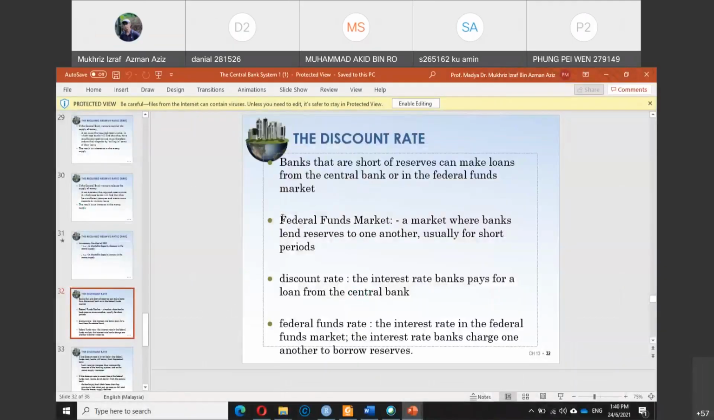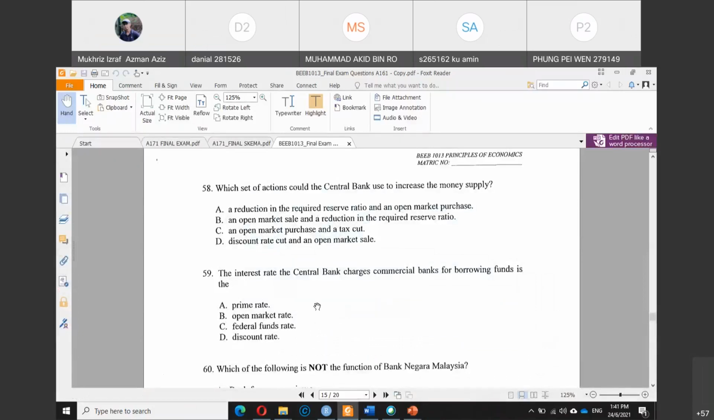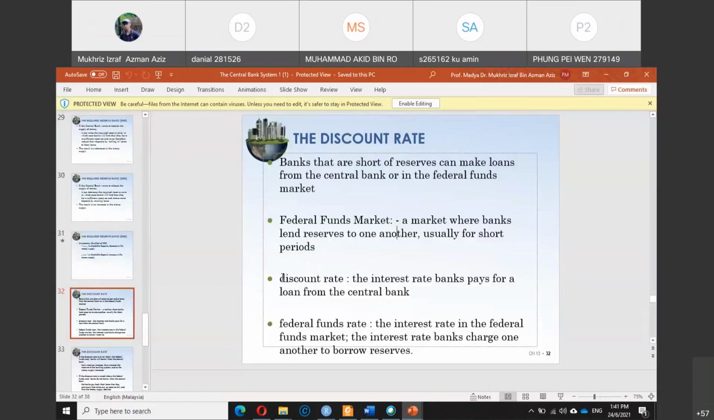The one that you chose, C, the federal funds market rate, is the interest rate between banks, a market where banks lend reserves to one another. So the answer for C, federal funds rate, is the interest rate between the banks, but the one between the central bank and the commercial bank is what we call the discount rate, the interest rate a bank pays for a loan from the central bank. So this is the federal funds rate, what banks charge one another.